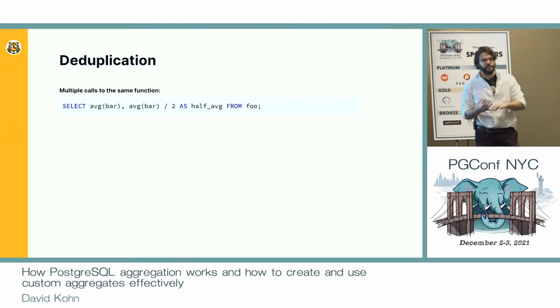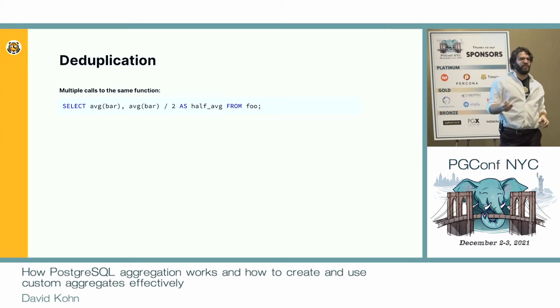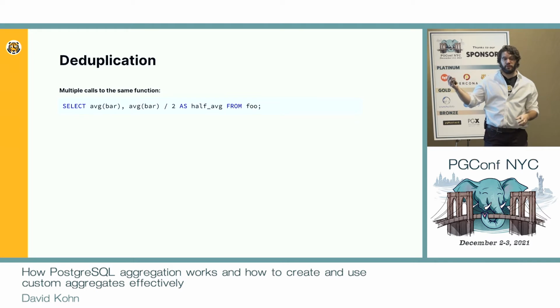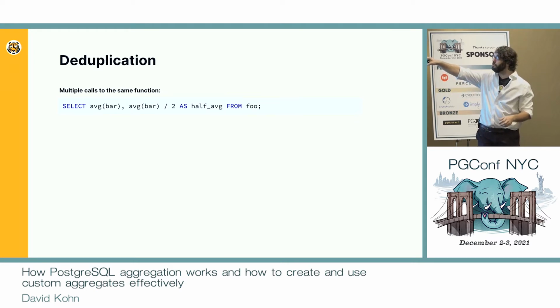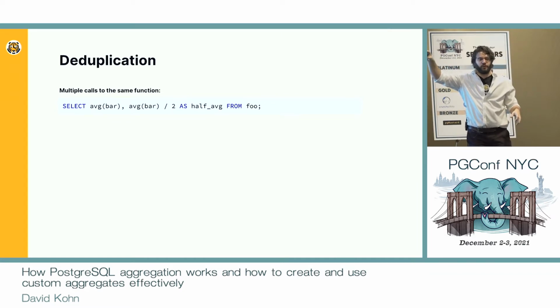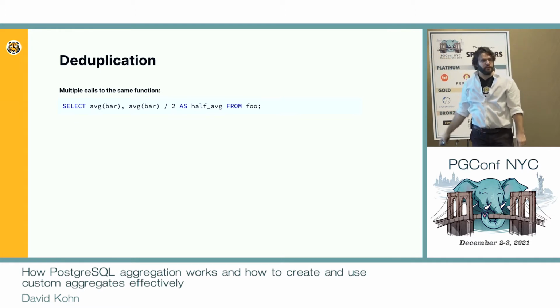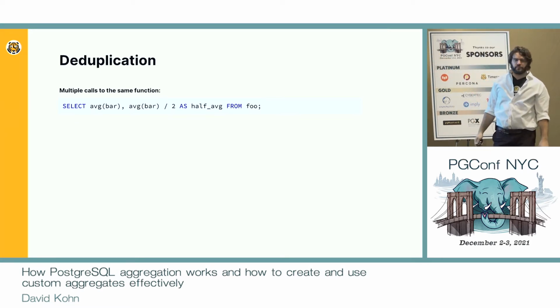There are a few other fun things that Postgres does, especially to deal with that transition function being the costly part. So we do deduplication. If I see average bar, and average bar divided by 2, I'm not going to run the transition function, or even the final function, twice. Because we know that transition function is expensive, I'm only going to calculate average bar once, and then I'm going to just put the result in for average bar over there.